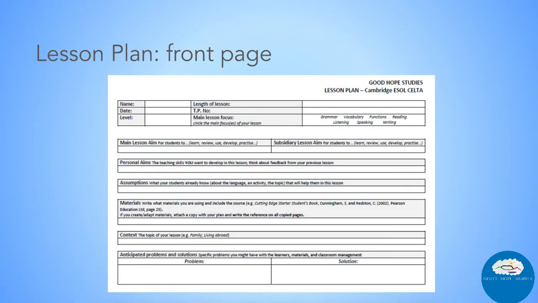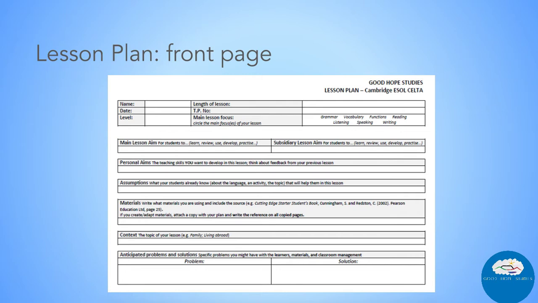So let's start with the front page. There's quite a lot of information that you need to include on your front page. So first of all, obviously your name, the date of your lesson, the level of your lesson. So are you teaching elementary, pre-intermediate, intermediate? You write the level there. The length of the lesson. So is it a 30-minute lesson, a 45-minute lesson?